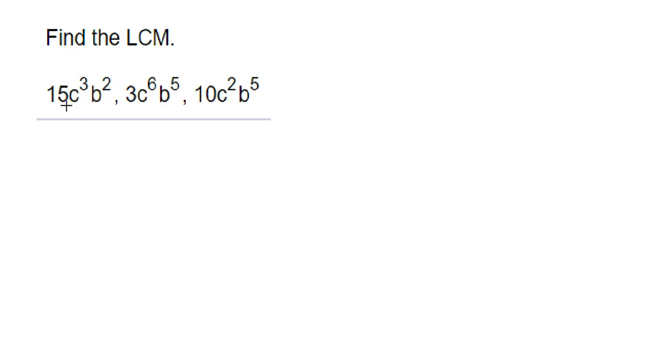So for these problems, the factoring is already done for us. So step one, factor everything. These things are already factors because they're already being multiplied together. So there's no factoring for us to do. We already have our factors. The factors here are 15, c to the third power, b to the second power. The factors here are 3, c to the sixth, b to the fifth. And the factors here are 10, c squared, b to the fifth power.